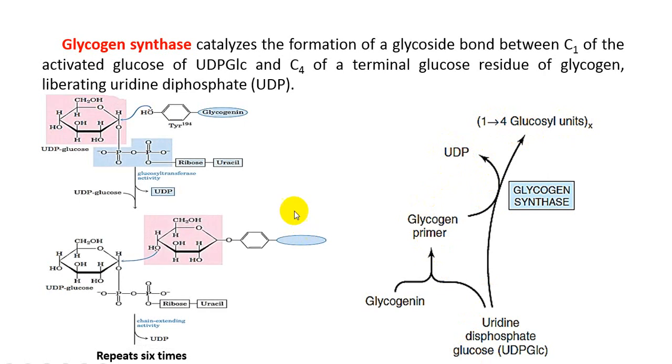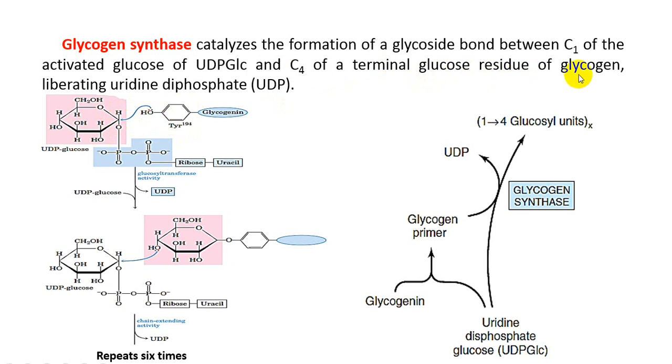Have a look at this reaction. Now we've got uridine diphosphate glucose, this one. The reaction in the presence of glycogen synthase is between carbon number 1 of the activated glucose, this one, and carbon number 4 of the final residue of the glycogen primer.